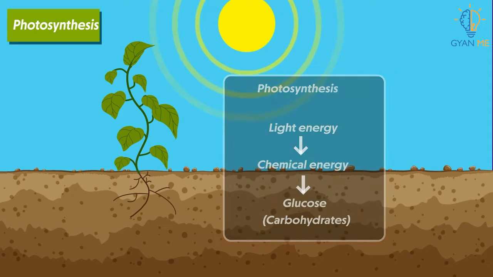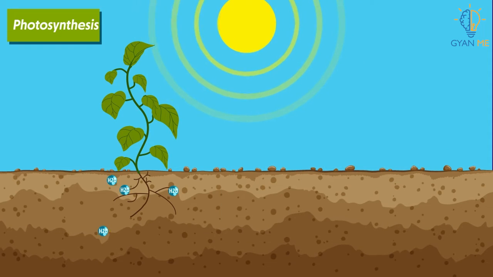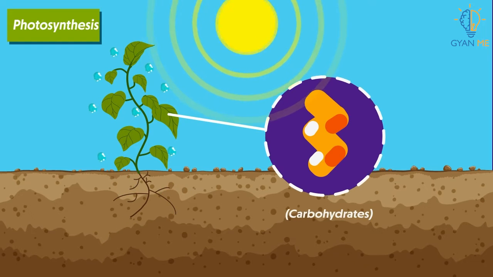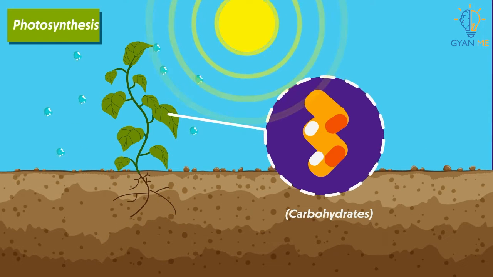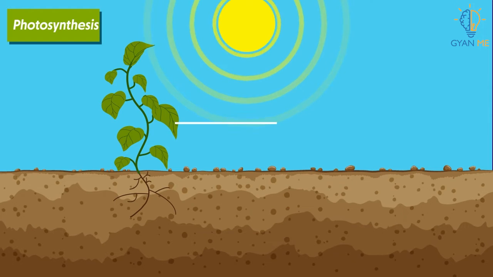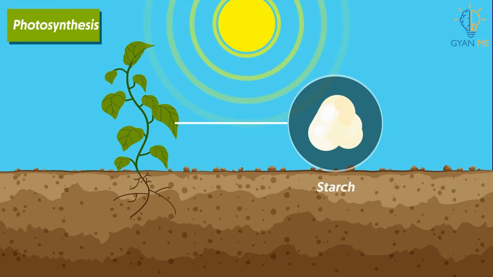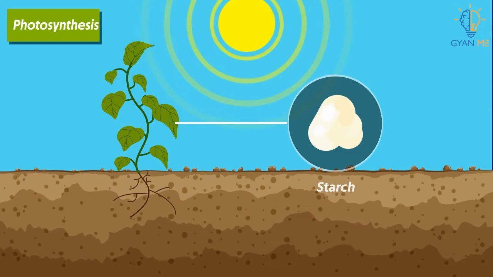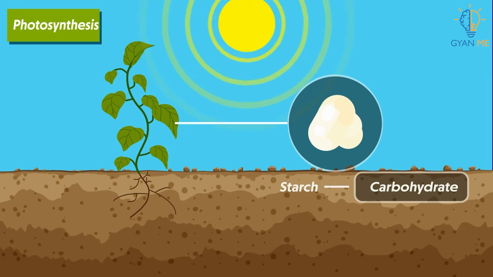Students, we know that during photosynthesis, carbon dioxide and water get converted into carbohydrates in the presence of sunlight and chlorophyll. These carbohydrates are stored in the form of starch in plants, which serve as the internal energy reserves to be used as and when required by the plants. Students, starch is also a type of carbohydrate.